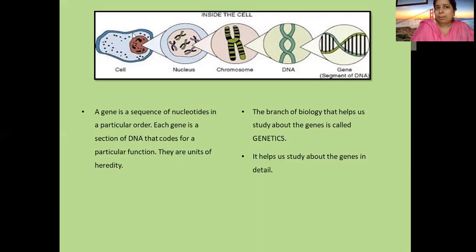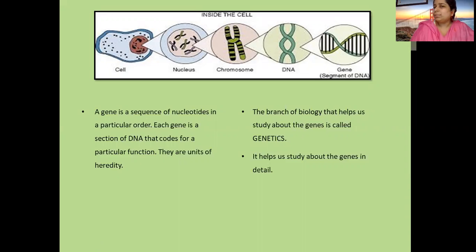First comes the basic unit of life, that is the cell. Inside the cell we have a nucleus. The nucleus is composed of chromosomes. The chromosomes are made up of DNA. What is DNA? DNA is deoxyribonucleic acid. So this DNA contains specific nucleotides.